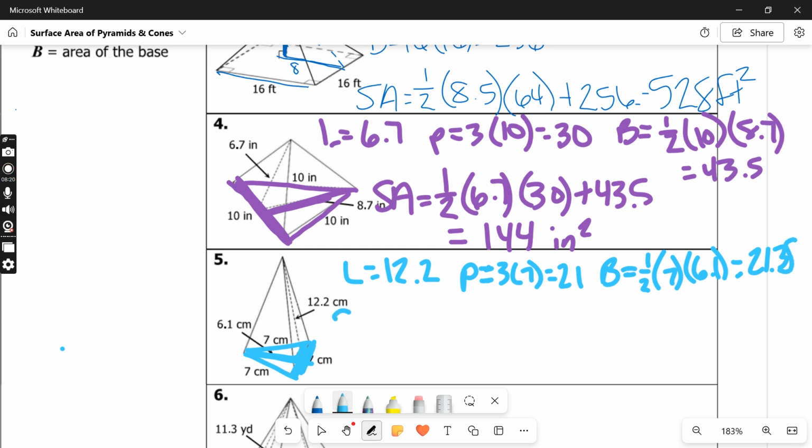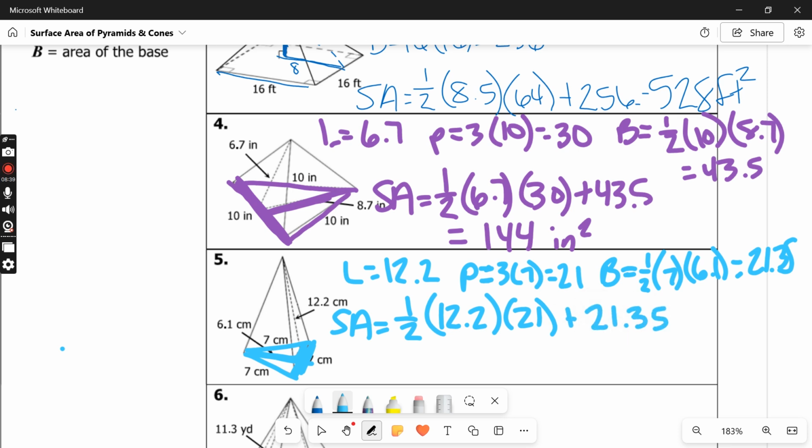So my overall surface area is going to be 1/2 times 12.2 times 21 plus 21.35, which is 149.45 centimeters squared.